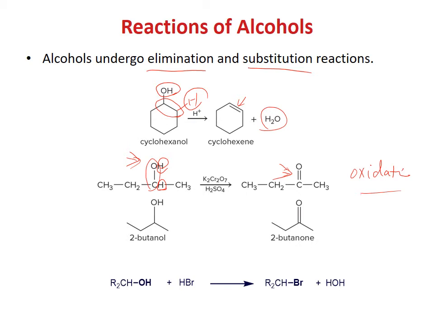Similarly, in the third example, the hydrogen attached to oxygen and the hydrogen attached to the adjacent carbon are eliminated and form a CO double bond. That's this type of elimination. Again, it is an oxidation reaction. The last one is a substitution reaction. In this alcohol, the OH functional group is replaced by bromine, forming an alkyl bromide, and that's a substitution reaction.